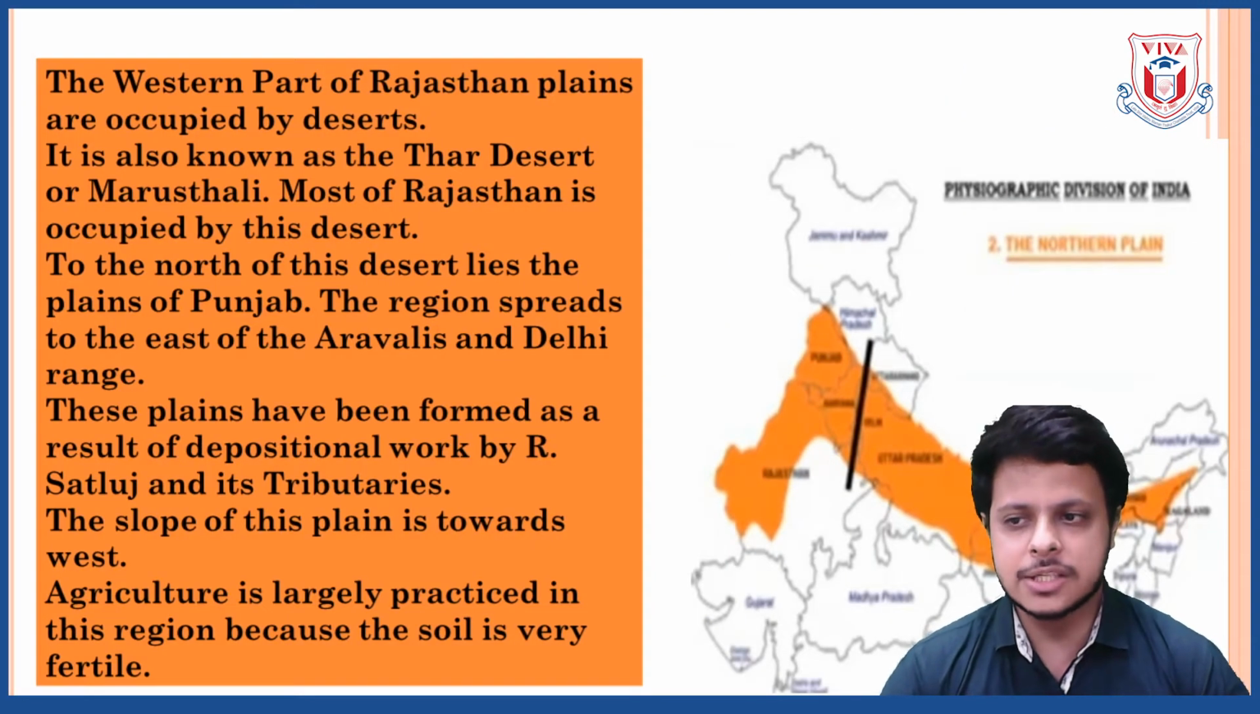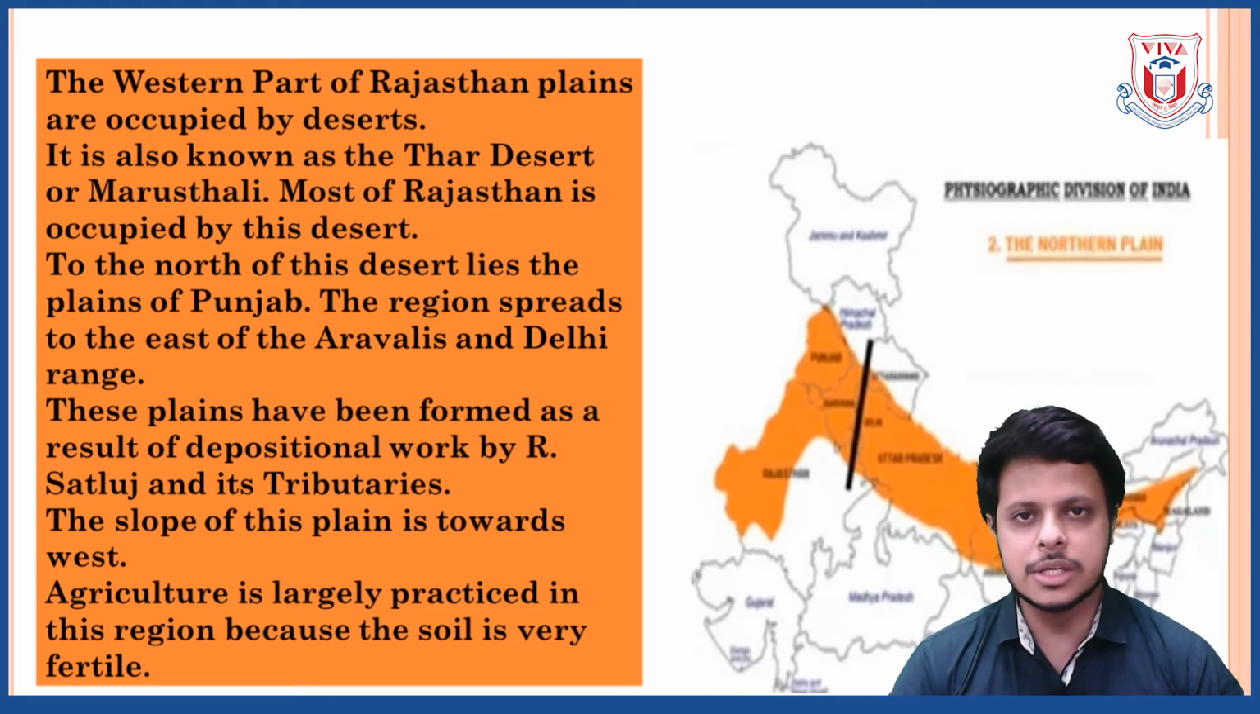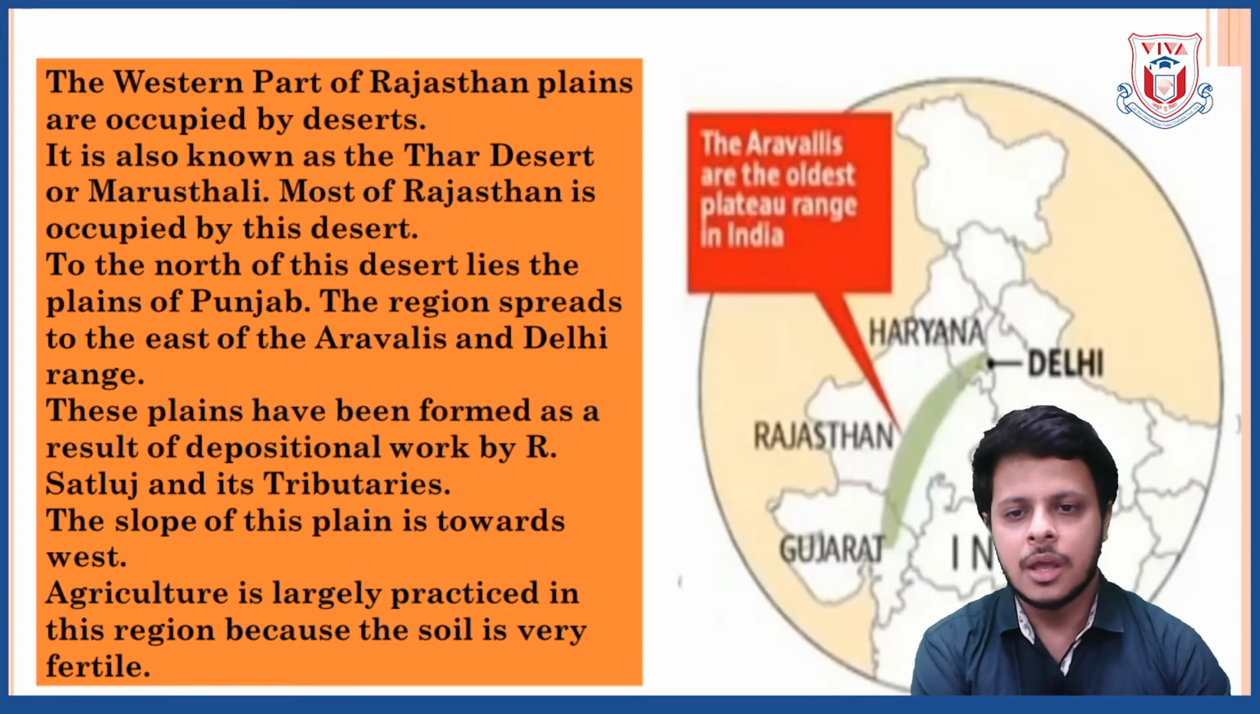The western part of the Rajasthan plains is occupied by the desert. It is also known as the Thar desert or Marusthali. Most of Rajasthan is occupied by this desert. To the north of this desert lie the Punjab plains. The region spreads to the east of the Aravallis and Delhi ranges. These plains have been formed as the result of depositional work of river Satluj and its tributaries. The slope of these plains is towards the west. Agriculture is largely practiced in this region because the soil is very fertile. So you can see the Aravalli are the oldest plateau range in India.